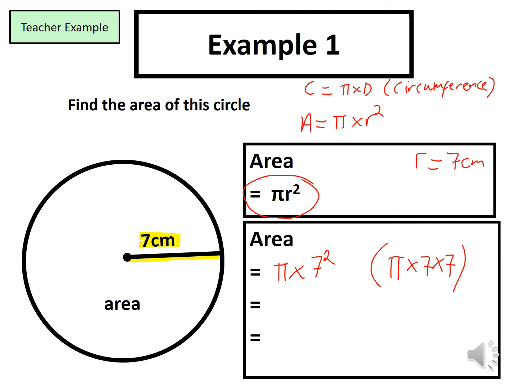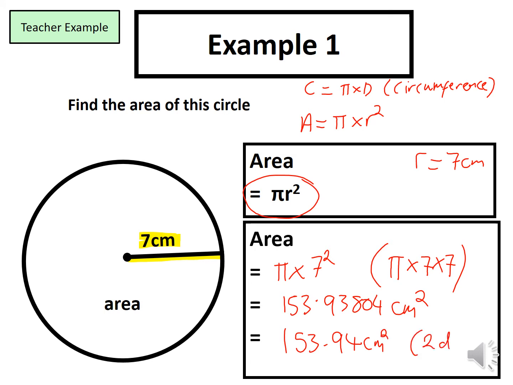Okay. So putting that into my calculator, I get a value of 153.93804 centimeters squared. Because we are calculating area, it is measured in units squared. But this isn't our final answer, we must round it to 2 decimal places. So rounding this to 2 decimal places, I get 153.94 centimeters squared. And that is our final answer to 2 decimal places.